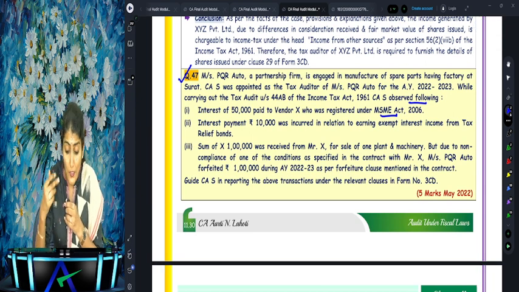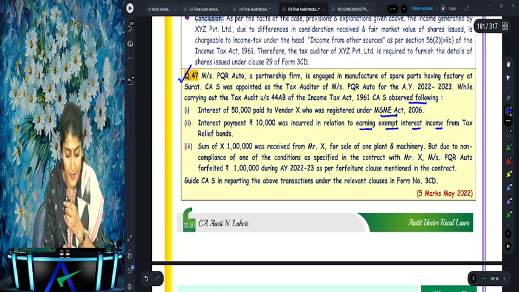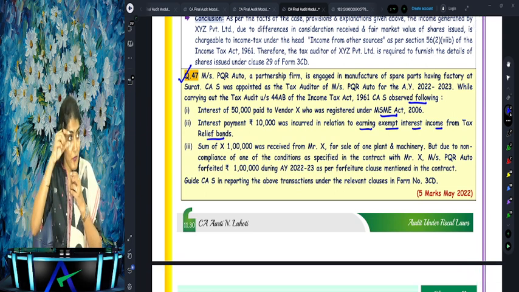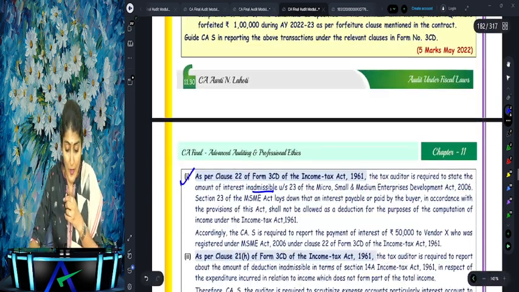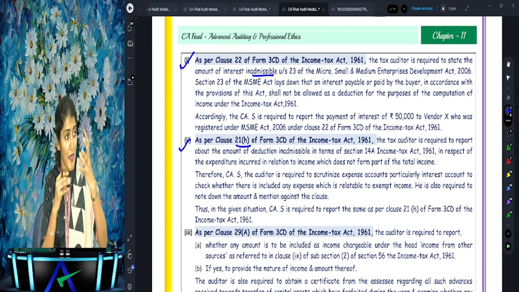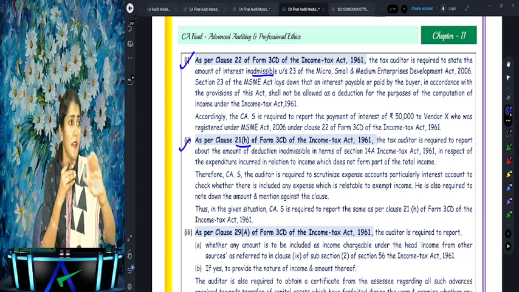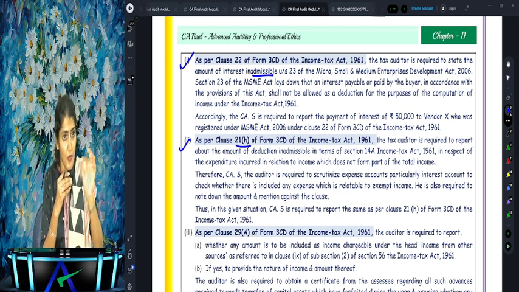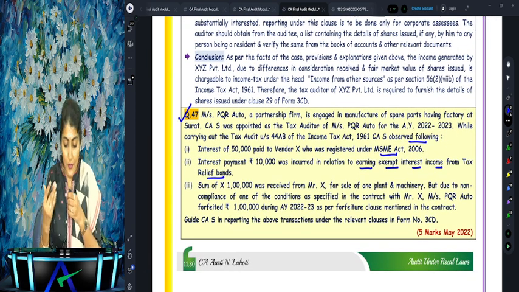Then interest payment of rupees 10,000 was incurred in relation to earning exempt interest income from the tax relief bonds. So expenditure which forms part of the total income should not form part of the total income, where the income is exempt from the payment of the taxes. So we had studied that under clause 21H of the form 3CD. Expenditure on exempt income should not be allowed as a deduction, should not be allowed as an expenditure. So that is 21H. And then the third one which we are yet to see.